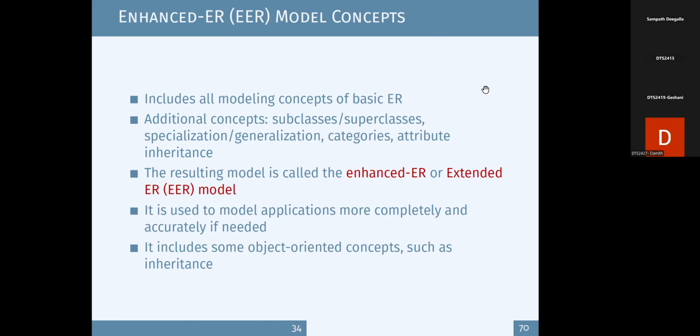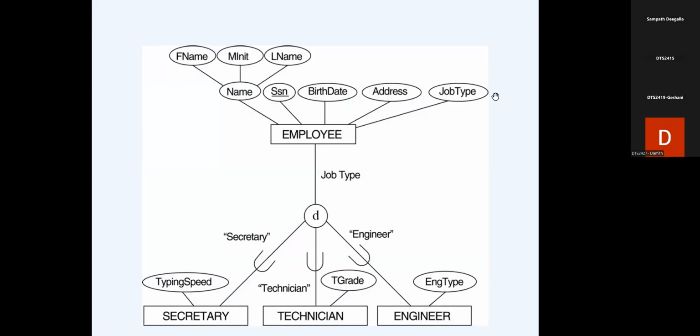The first one is we are going to have more concepts in the enhanced version, EER. So what are the additional concepts? We are going to talk about the subclass, superclass, specialization and generalization, categories, attribute inheritance. And the outcome of this is known as enhanced ER or extended ER, or in short, we say EER. So the idea is if you need hierarchies in your data, this is very, very useful, right? Especially this includes some object-oriented concepts. Right, let me start with this first.